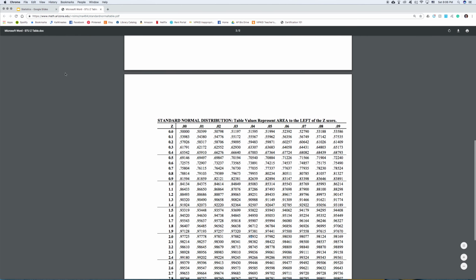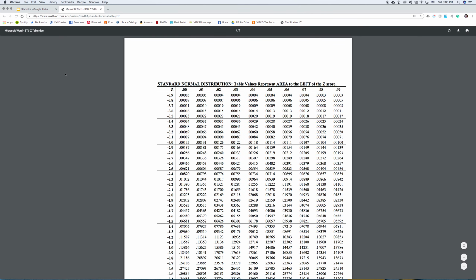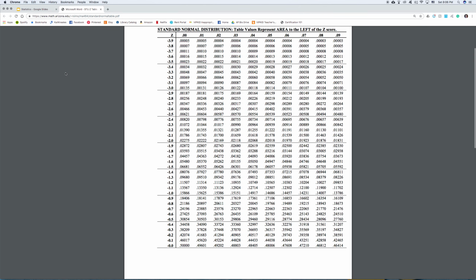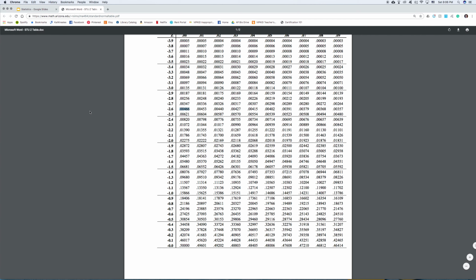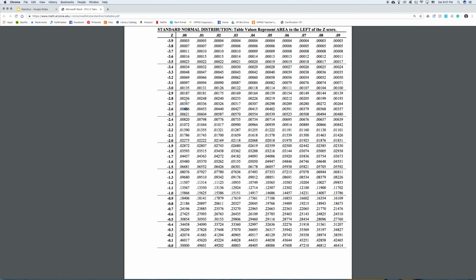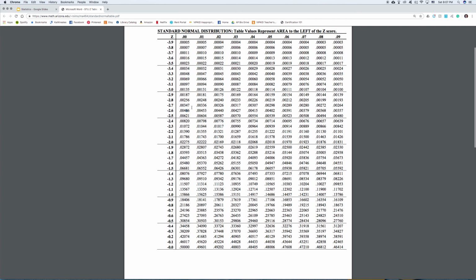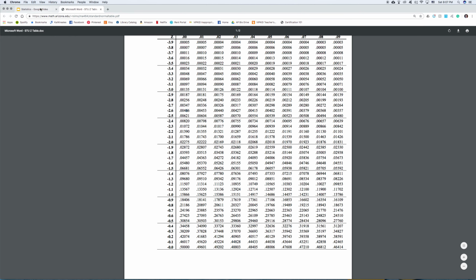So say we have a z-score of negative 2.6. So we're going to go to negative 2.60 and right here, easy enough, move that decimal 2 places to the right, and you get 0.46%. So 0.46% is to the left of that number. So you see, we're not having to do all that math. All you have to do here is move the decimal point.